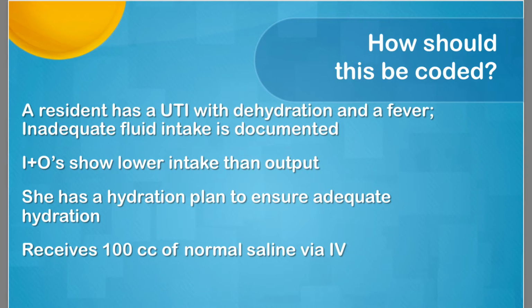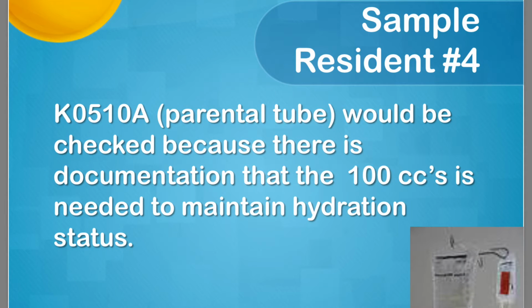How should this be coded? A resident has a UTI with dehydration and a fever. Inadequate fluid intake is documented. I and O show lower intake than output. She has a hydration plan to ensure adequate hydration. She receives 100 cc's of normal saline via IV. Pause the show to consider your answer. Parenteral would be checked because there's documentation that the 100 cc's is needed to maintain hydration status.